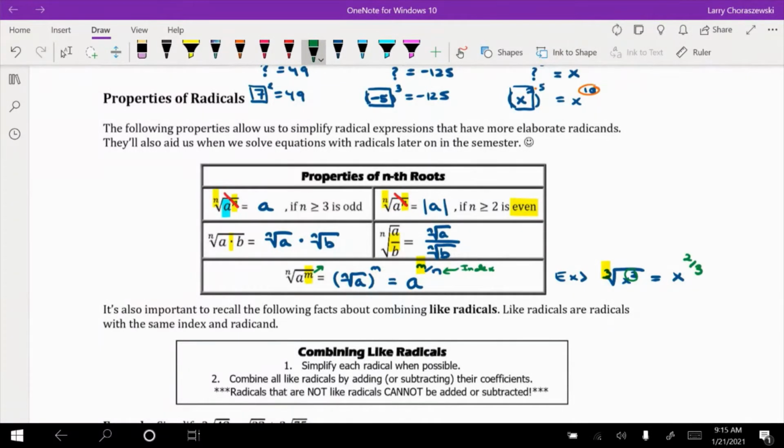Make sense so far? Any questions? You guys having a radical time yet? All right.